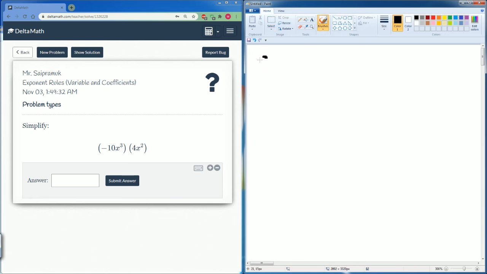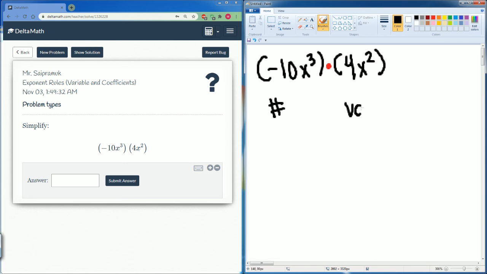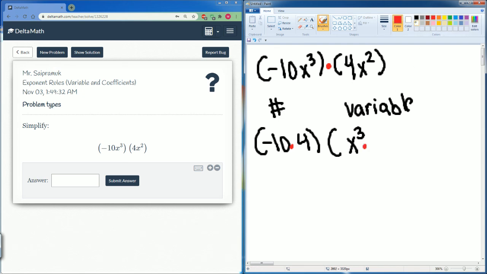It's the same process. This is negative 10x to the 3rd, parentheses, 4x to the 2nd. Okay, 2 parentheses back to back. There's multiplication. You want to split this between the variable and the number. So the number that you have here is negative 10. That's going to be multiplied to the 4. Now you want to deal with the variables. X to the third times x to the second. Negative 10 times 4 is negative 40.